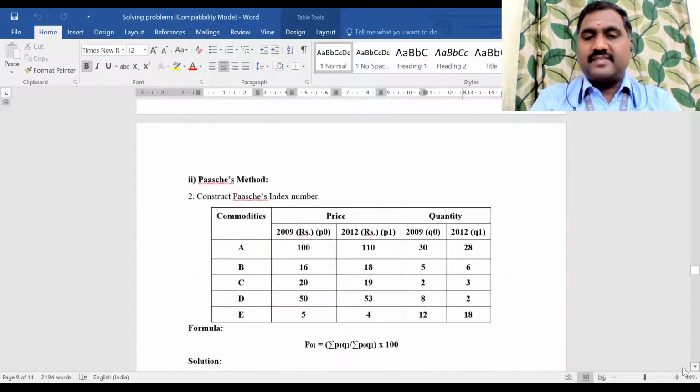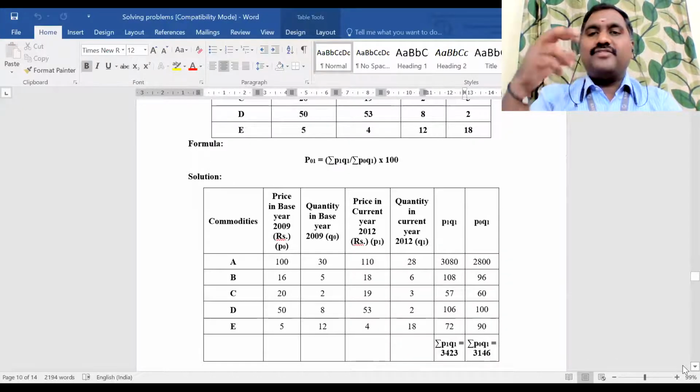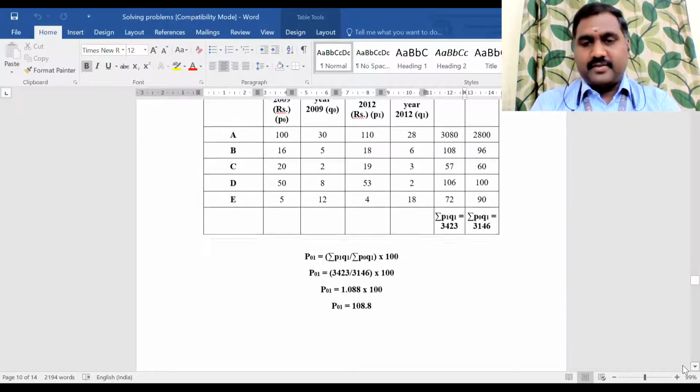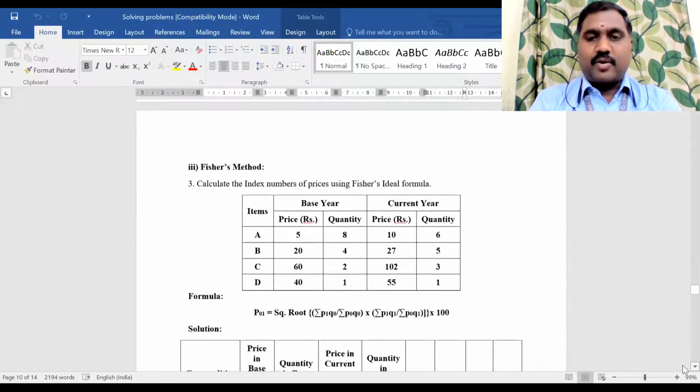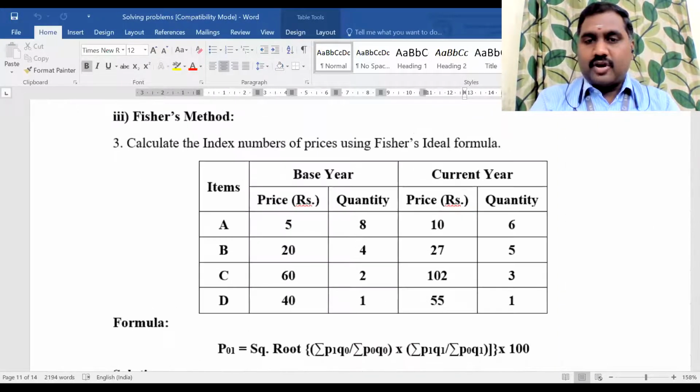And next one is the Paasche method. Similarly, according to the formula, we have calculated these two values. Now the third one is a combination of both Laspeyres and Paasche methods. So we have to open four more columns. Okay. So this is a problem, right? I think this is the problem you got. Okay, those who didn't copy, you can copy.